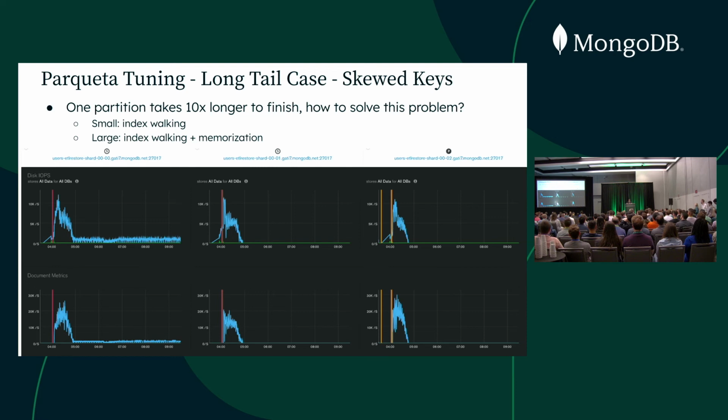We simply changed the algorithm to index walking. With index walking, we go through all the documents and divide them into equal segments. That works pretty well for this small cluster. It takes probably, I remember, less than 1 minute. If this kind of thing happens to a large cluster, my recommendation is to use index walking plus memorization. There are also some other ways to solve this problem. If you are interested, you can talk to me offline.